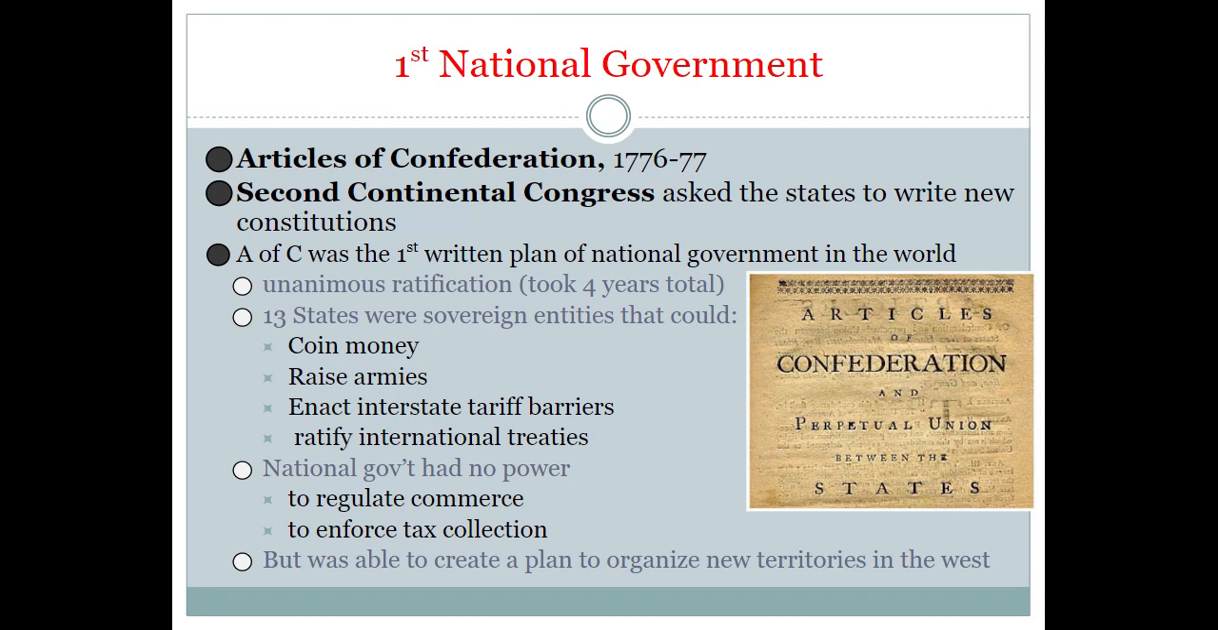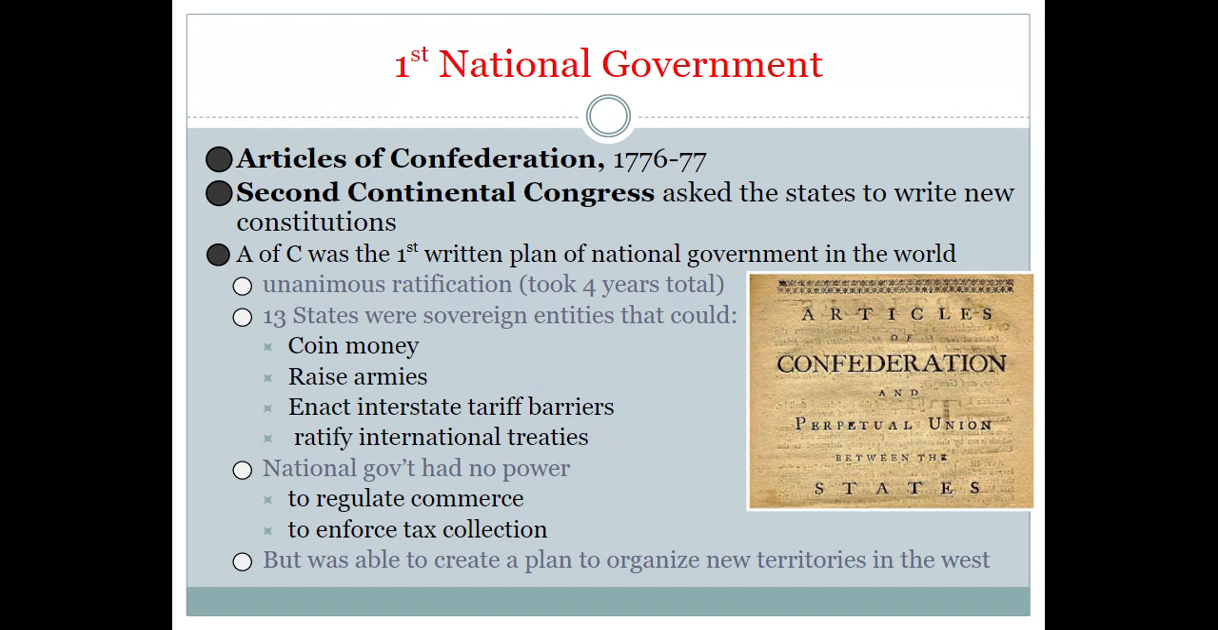The national government could not regulate commerce, so they could not prevent these tariff barriers. They could not make agreements for the whole nation relative to trade with France, for instance. And they also couldn't enforce tax collection. Tax collection was going to take place based on the generosity of a state. And if a state chose not to contribute, there would be no money going to the national government.